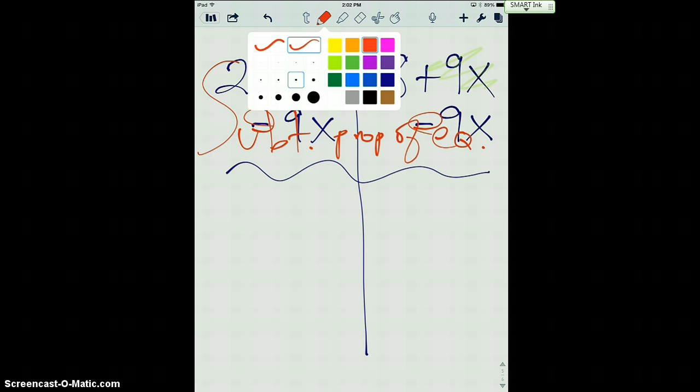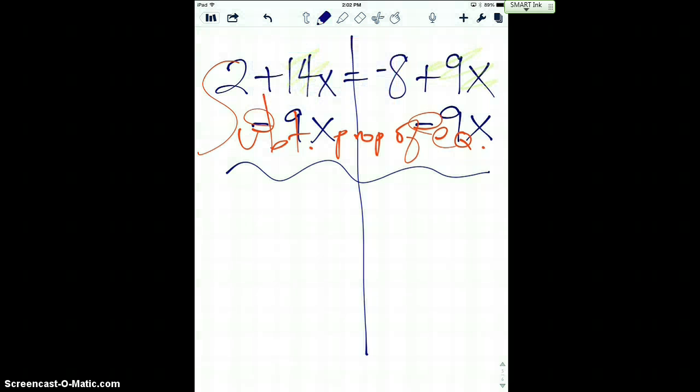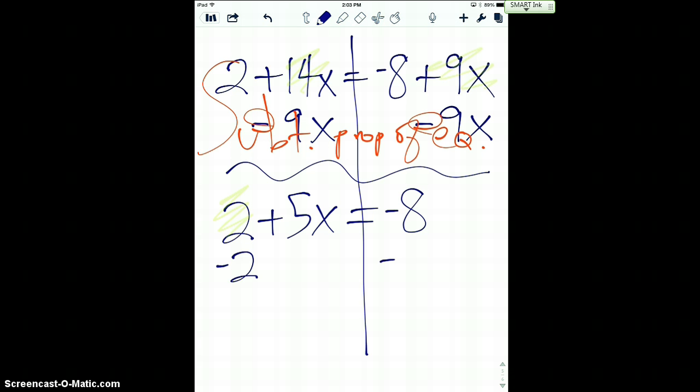All right, next step. I simplify it, and I'm at 2, and 14x minus 9x is 5x. And then over here, I'm just left with negative 8 because we got that 9x to go away. Next step, I need to get rid of this 2 because now I have my x's on one side and I'm going to keep them over there. Now that 2 I want to go away. So I'm going to subtract 2 because 2 minus 2 is 0 and that'll make it go away.